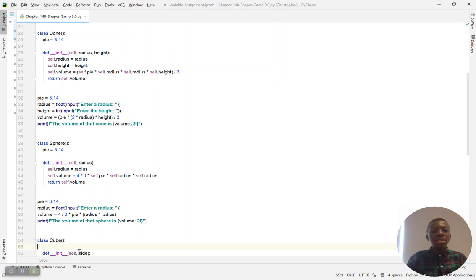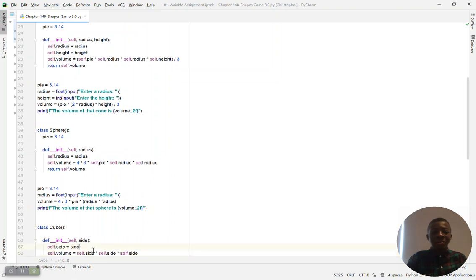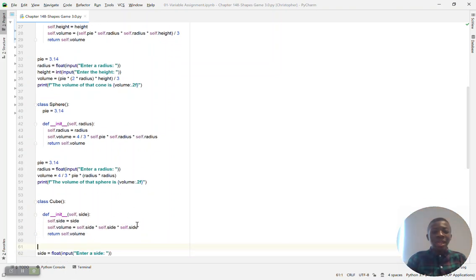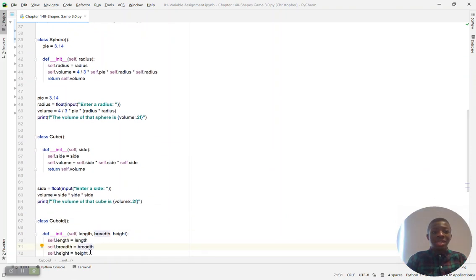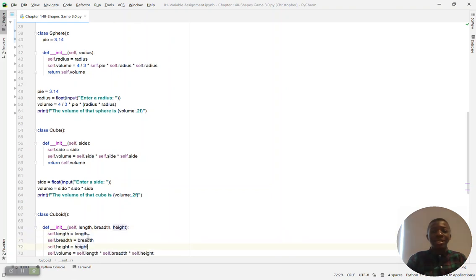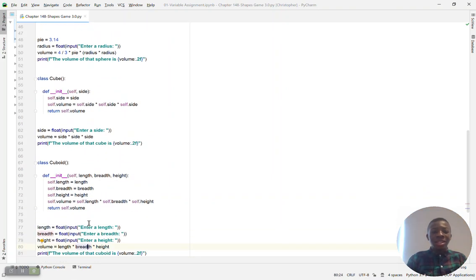So the cube side. All you need to do is multiply the side of the cube by itself 3 times, like 3 times 3 times 3 equals 27. Enter a side, and the volume is side times side times side. Then the volume of that cube is given to two significant figures. Then the cuboid is length times breadth times height. All you need to do is multiply the 3 of them, and then you get a number. It's as easy as math, except it is math, you understand what I mean. So length, breadth, and height. So volume equals length times breadth times height. So the volume of that cuboid is given to two significant figures.